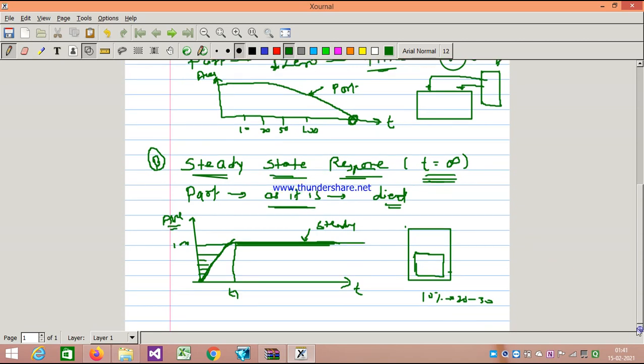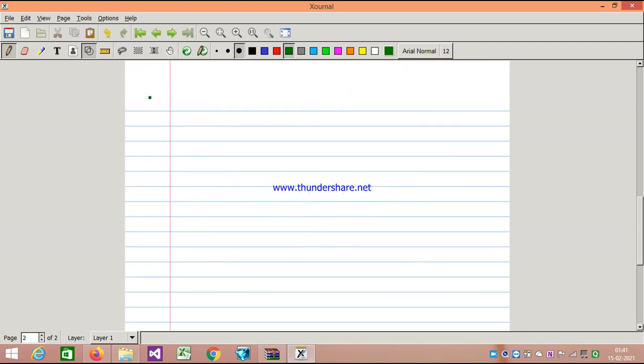So these are the two classifications of time response. Let's move on to the next question. System time response. Okay, this is the next question.